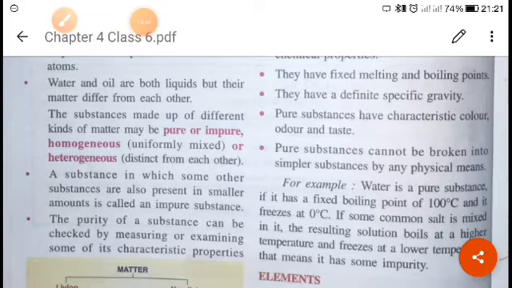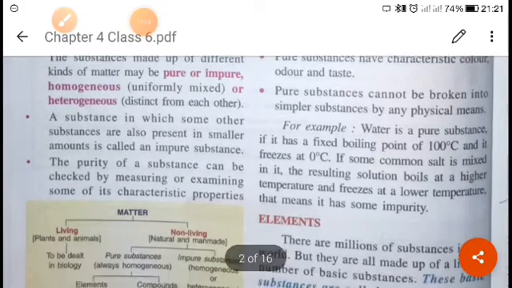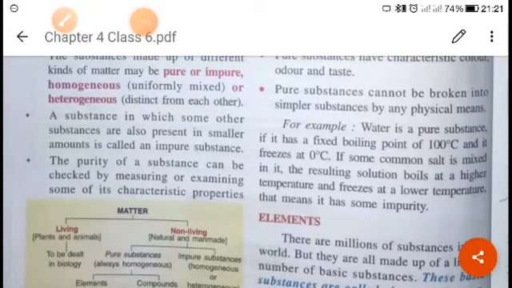Just in the case of water, if we are taking water, it is a pure substance. I will give you an example. When we look at the boiling point of water, it is fixed, which is 100 degrees Celsius. The freezing point is also fixed, it is 0 degrees Celsius. If some common salt is mixed in it, the resulting solution boils at a higher temperature and freezes at a lower temperature. This means that it has some impurities.